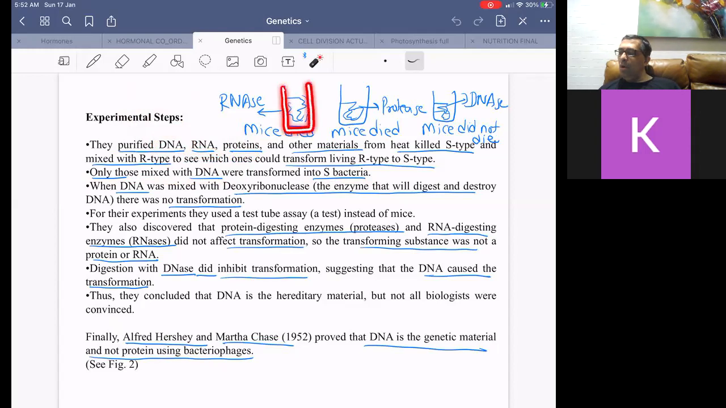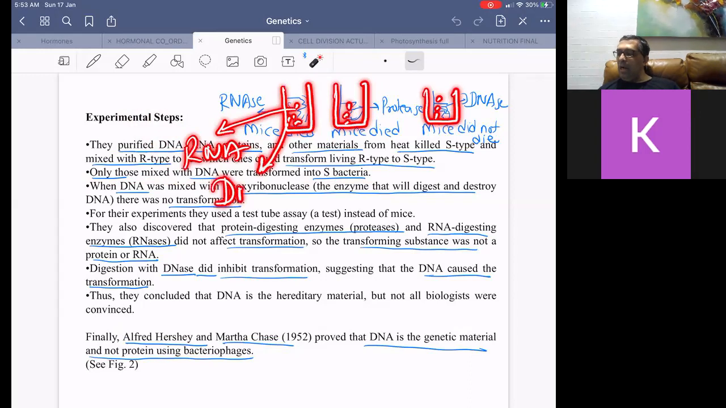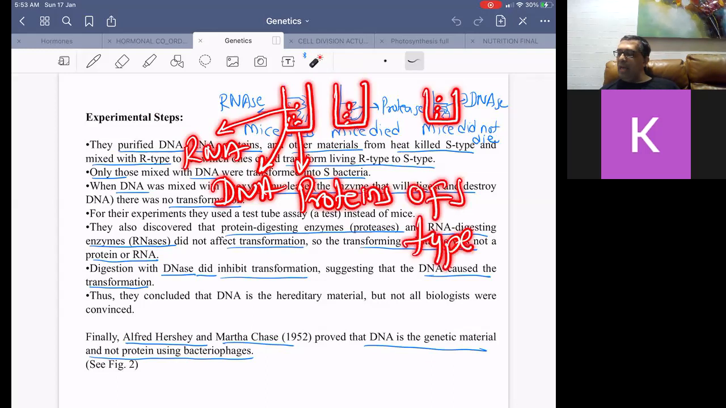They took all the three materials. They took RNA, DNA, and proteins and put them into a test tube. These are the RNA, DNA, and proteins of the S type. And into it they put live R type.